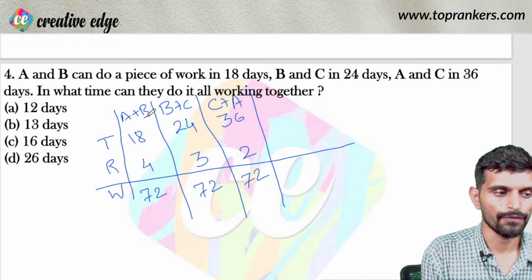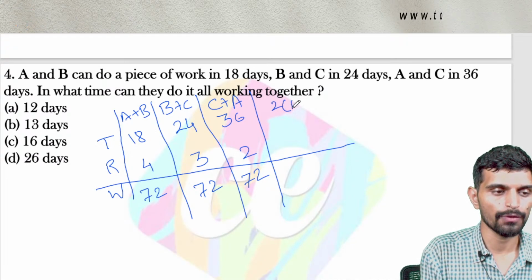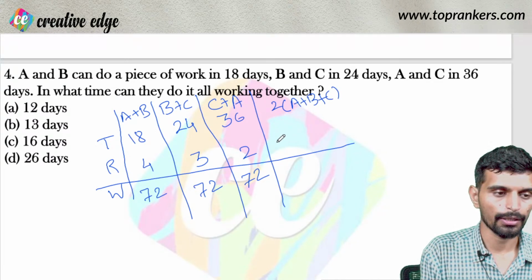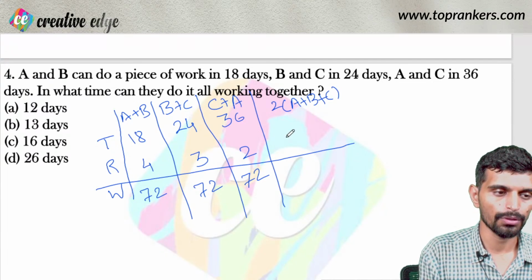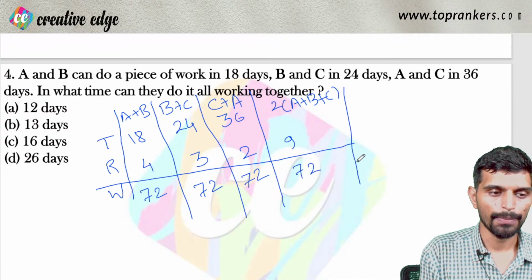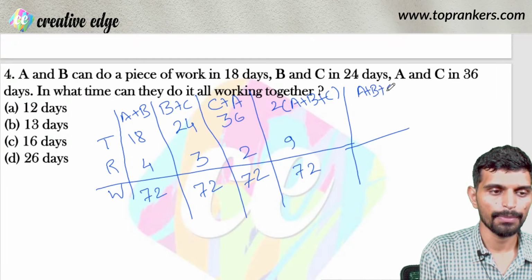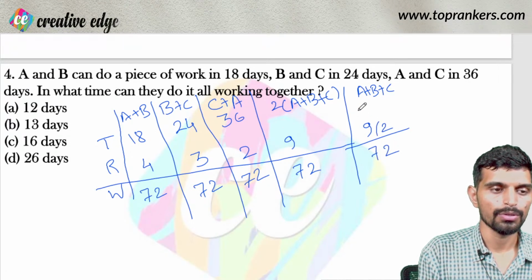So if we add these three together, that will give us 2 times (A plus B plus C). So whatever we are calculating here is twice the rate, that is 2 plus 3, 5 plus 4, that is 9. So the rate of A plus B plus C will be half, that is 9 by 2, and the total work is 72.